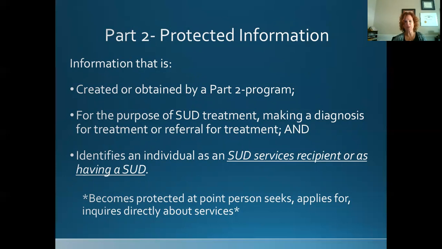So whereas HIPAA protects pretty much any information obtained by a covered program that identifies a person, Part 2 only protects the information that would specifically identify the person as receiving substance use disorder services or as having a substance use disorder issue. It does not protect other personal information about the person, although of course HIPAA would most likely continue protecting that additional information about the person.